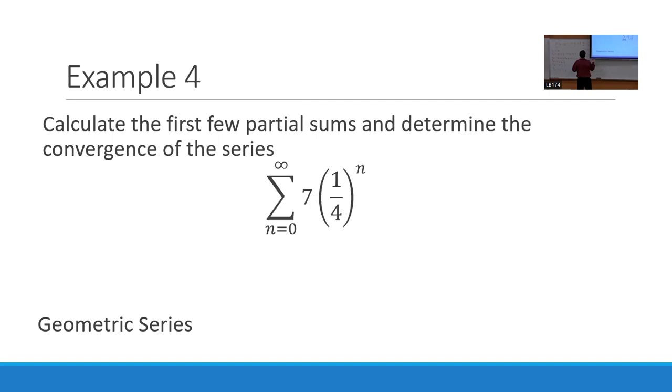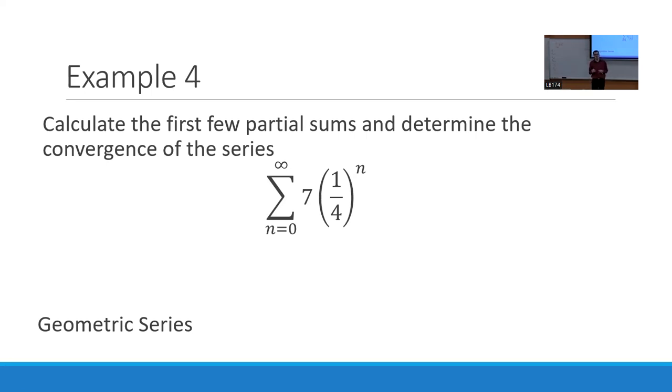Now, this is another type of series that we'll be looking at, and this type of series we'll be looking at a lot. But I want to do at least one with partial sums. So this is 7 times 1/4 to the nth power. Now I want you to take note. We're going to start our count at 0 rather than 1 for this one. Okay? That's legal to do with an infinite series because you can just start your count moving it over. It's still infinitely many terms.